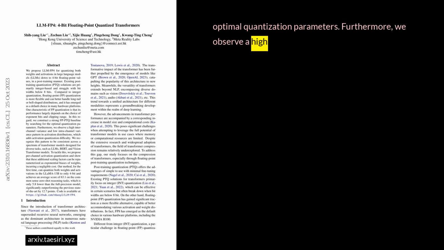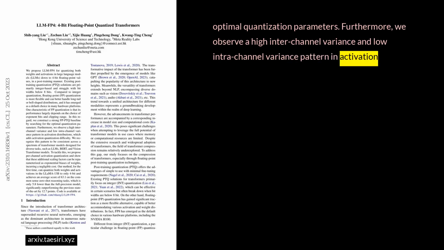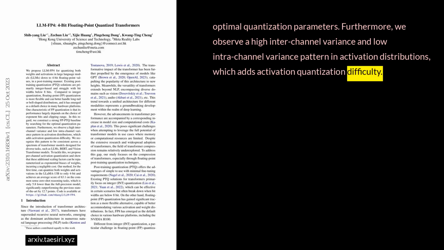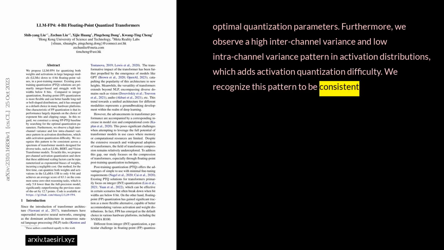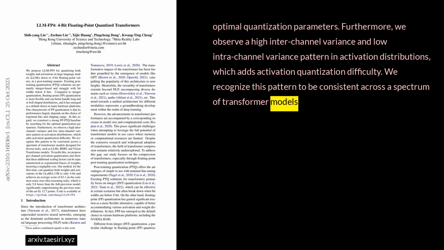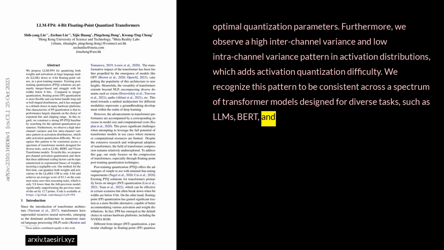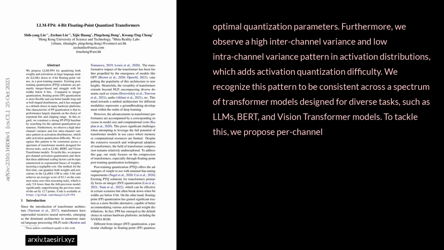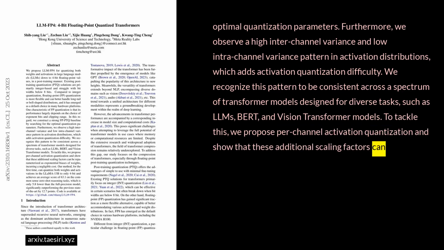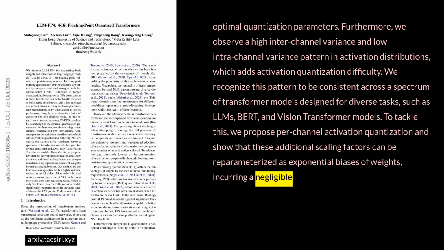Furthermore, we observe a high inter-channel variance and low intra-channel variance pattern in activation distributions, which adds activation quantization difficulty. We recognize this pattern to be consistent across a spectrum of transformer models designed for diverse tasks, such as LLMs, BERT, and vision transformer models. To tackle this, we propose per-channel activation quantization and show that these additional scaling factors can be reparameterized as exponential biases of weights, incurring a negligible cost.